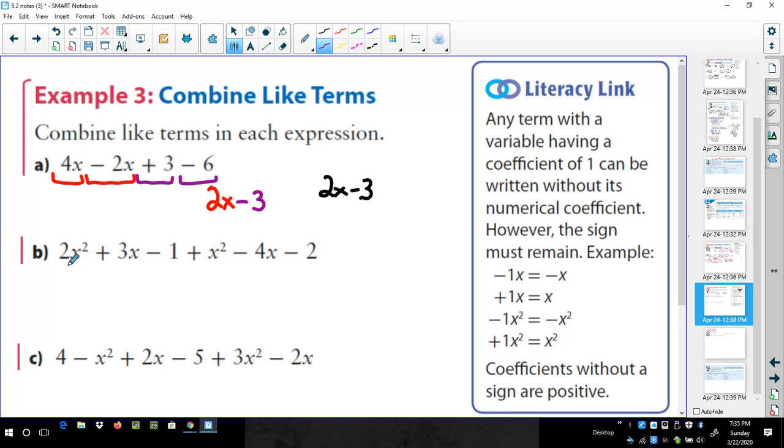Next example. 2x squared plus 3x minus 1 plus x squared minus 4x minus 2. In here, I notice that we have a 2x squared. Next, there's a plus x squared. I'm just going to put a 1 in front of there because that'll help me to combine like terms. Starting at 2x squared, adding one more x squared, I'm at 3x squared.